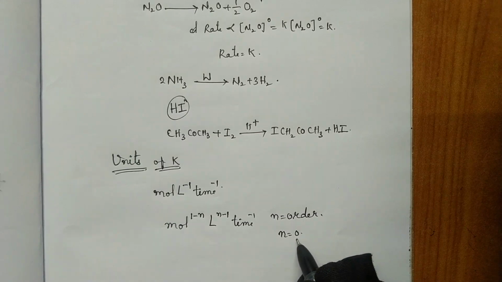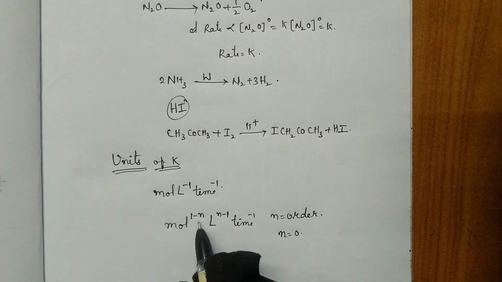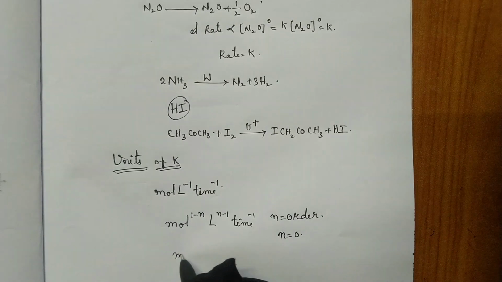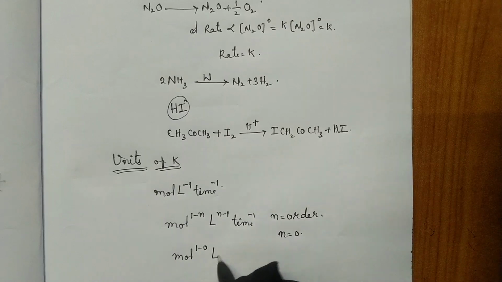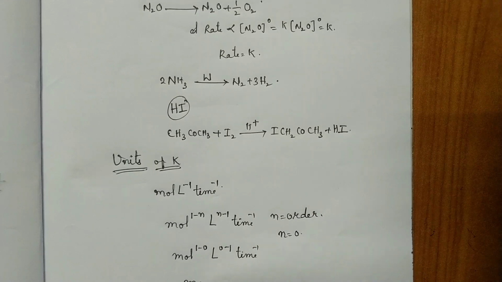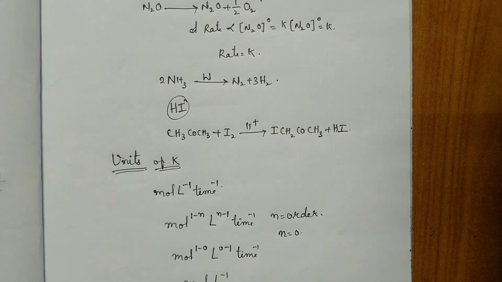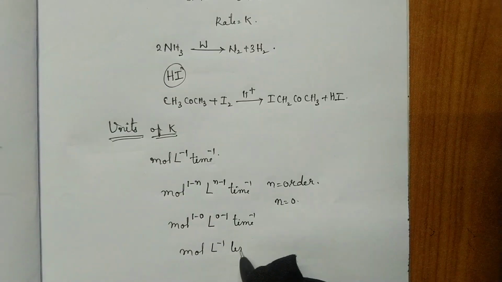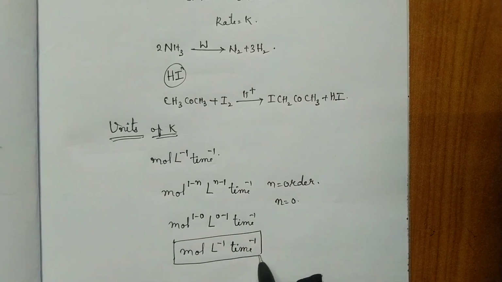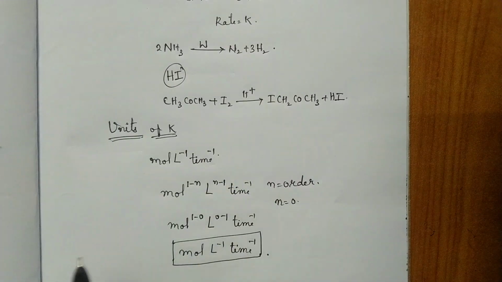So if we substitute n equals 0 in this, we will get mole power 1 minus 0, liter power 0 minus 1, per time. So mole per liter per time. So these are the units for the rate constant of a zero order reaction.